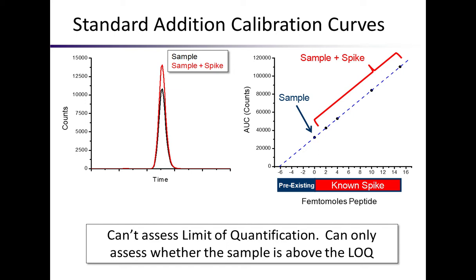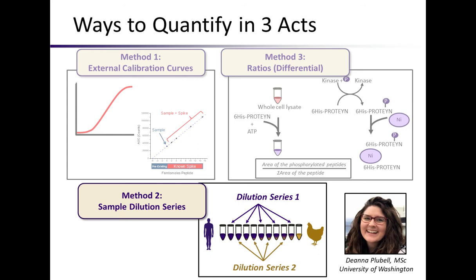You can measure your sample and then different concentration points when you spike it in. You should be able to draw a line through these points and be able to determine your limit of detection. Now, you can't assess your limit of quantification; you can only assess whether your sample is above the limit of quantification. So you can say, oh yeah, I can quantify this, but you can't say how low you can go. But this is still important and useful information.